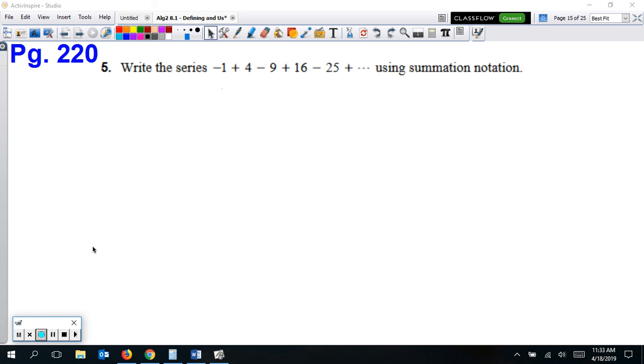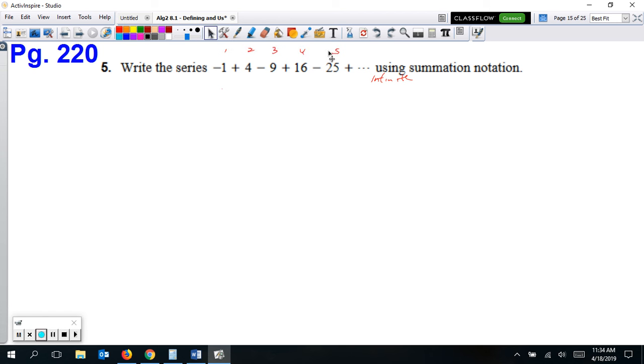Okay, so back on page 220 on your extra practice number 5, it just says write the series using summation notation. So the first thing I recognize as we look at this series is that it has the 3 dots here at the end telling me that it's an infinite series. So we're going to be looking at an infinite series for this one. And then let's put down our numbers here. So this would be like our first term, second, third, and so on.